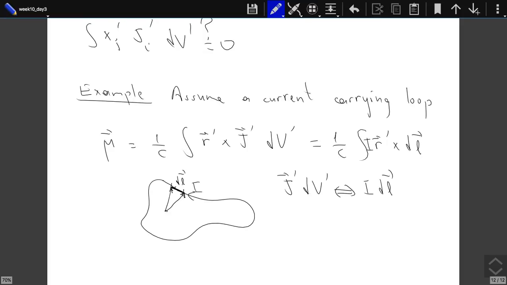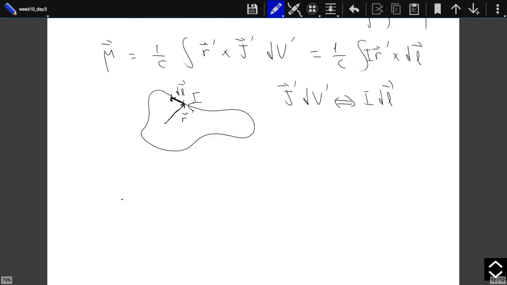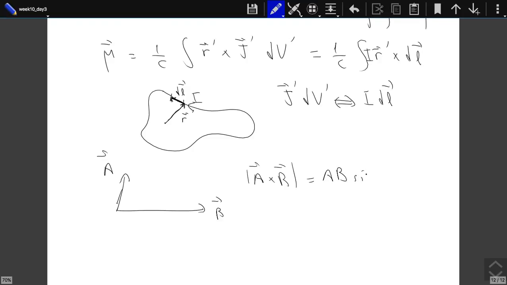Both of these are kind of equal to r prime. Or let me just take one of them. This is my r prime. Or in fact, let's just consider any two vectors, A and B. Now, what's the magnitude of A cross B? This is AB sine theta.